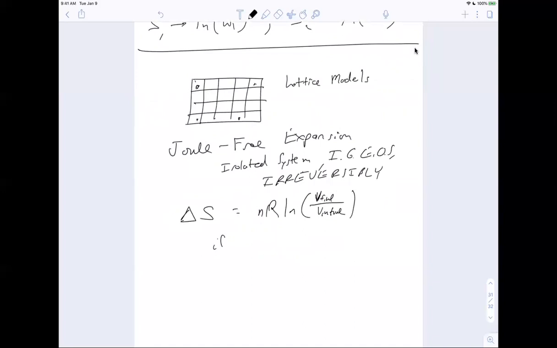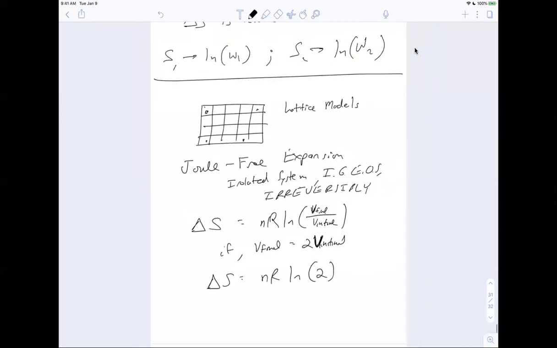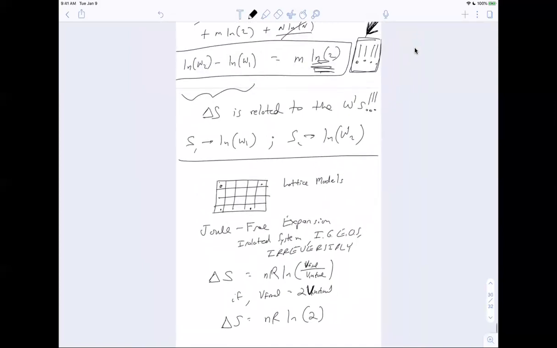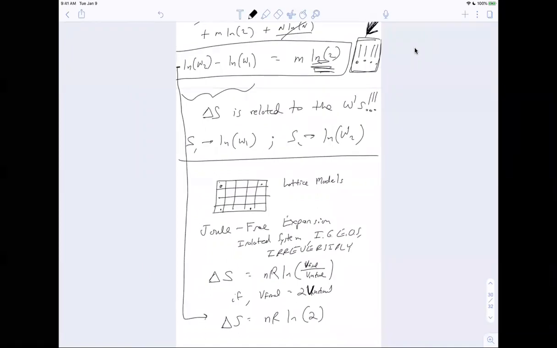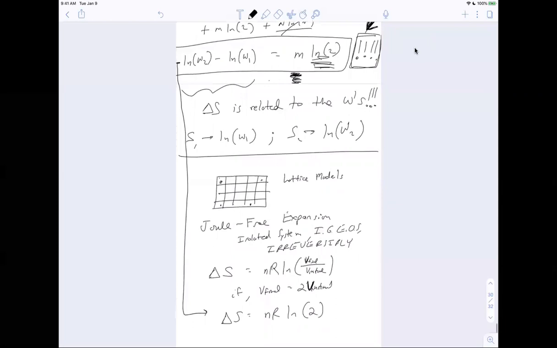And in the case where V final is equal to 2 times V initial, this delta S is just nR natural log of 2. And that was kind of interesting because it relates to this natural log of 2 up here, where we have some term involving what you have. In this case, little m is the number of particles. In this case, this is just the number of moles, and R takes care of the units, times log of 2 in both cases.